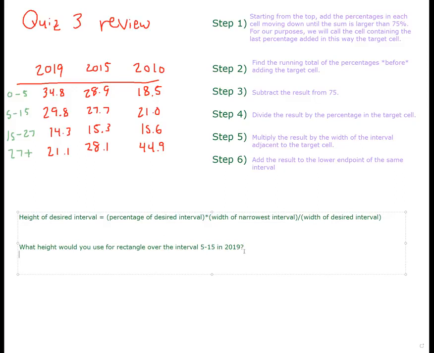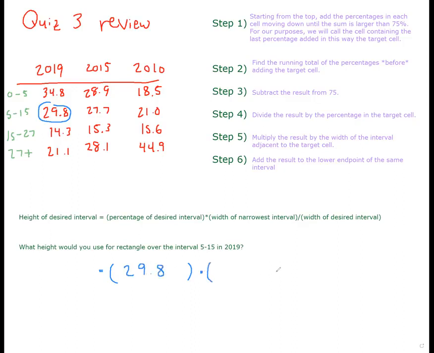Let's just take the numbers that were given to us and plug them into the formula. We have what percentage is that interval? So this is the 5 to 15 interval in 2019. 29.8. That's fine.